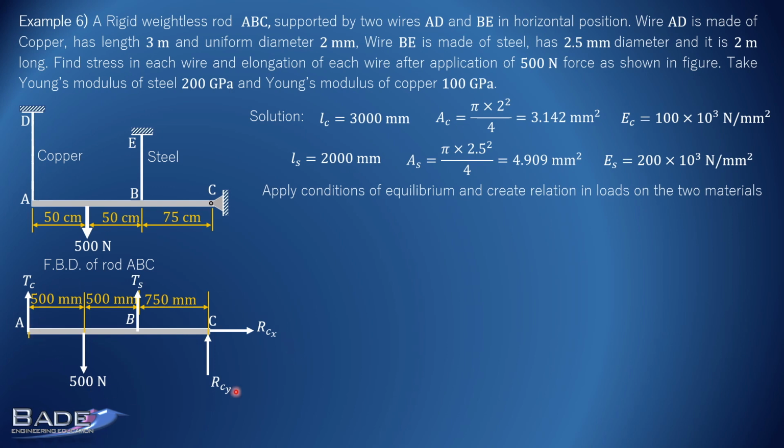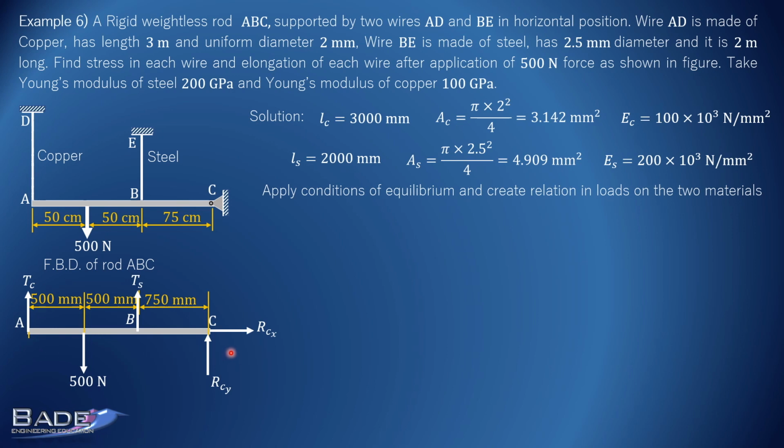Right now, this FBD is general system of forces in a plane. A general system in plane can be solved for 3 unknowns. How many unknowns are there in the diagram? TC, TS, RCX and RCY. So there are 4 unknowns. Remember, a general system of forces in a plane cannot be solved for more than 3 unknowns. So this is again indeterminate system.